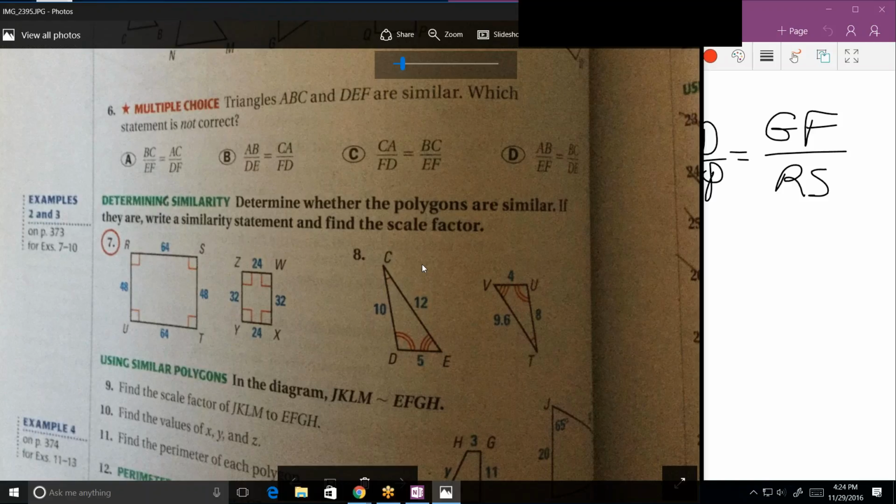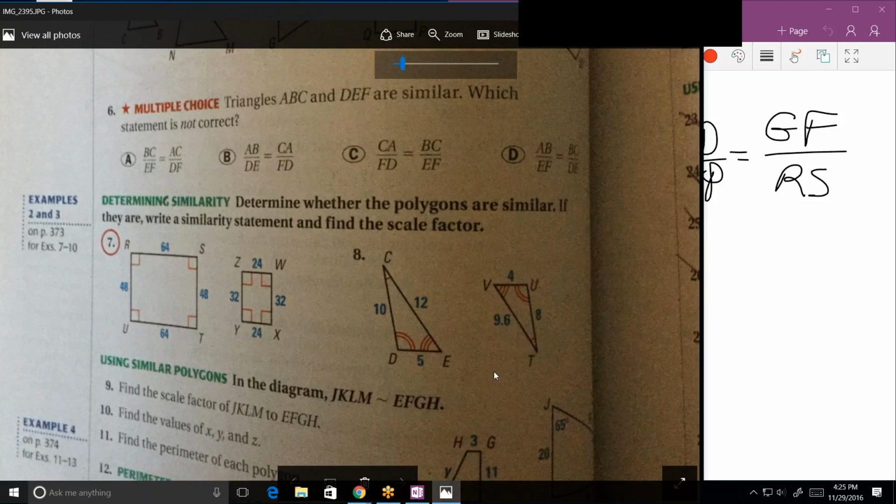If we look at number 8, it's been reversed a little bit. The second figure is flipped. But I still know that C corresponds to T, D corresponds to U, and E corresponds to V, because they've labeled it. Even without the congruency signs, I can see that. Okay, so let's see. What are they asking for here? Determine if the polygons are similar and find the scale factor.